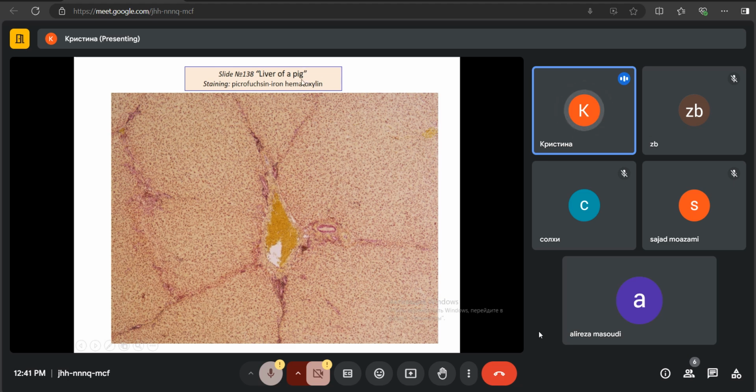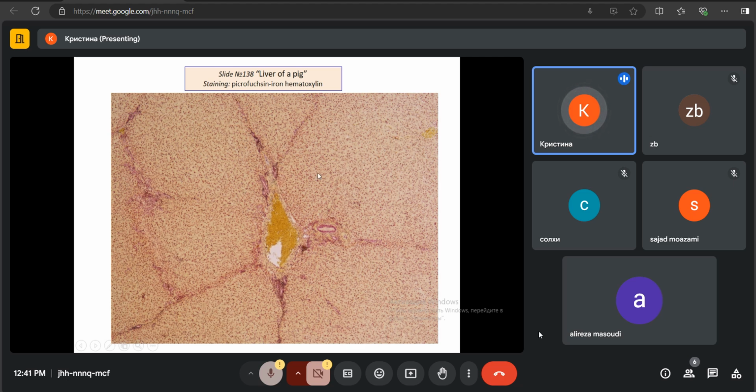Pigs, unlike humans, normally have larger amounts of loose connective tissue between the lobules. So we use the preparation of a liver of a pig for students to help them to see the borders between the lobules better than in human liver preparations.